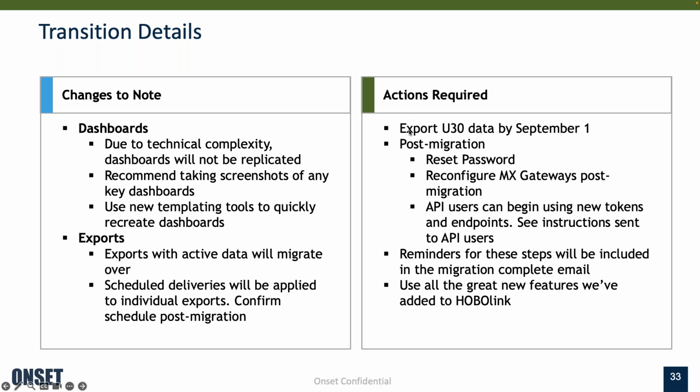Actions required. As a reminder, please export any U30 data that you'd like to keep by September 1st. Post-migration, you'll need to reset your password, and you'll need to reconfigure any gateways as they use this password. And it's at this point that any API users will be able to begin to use their new tokens and endpoints. If you are an API user, you should have seen a number of communications about the new API and how to transition over. And this is when the transition point will happen for you.